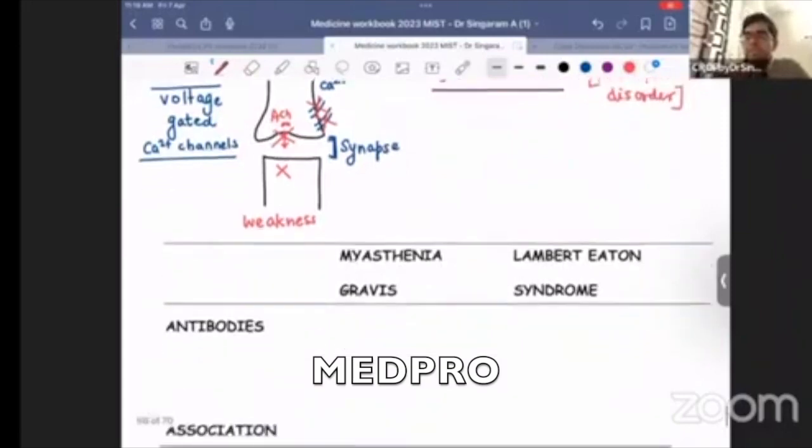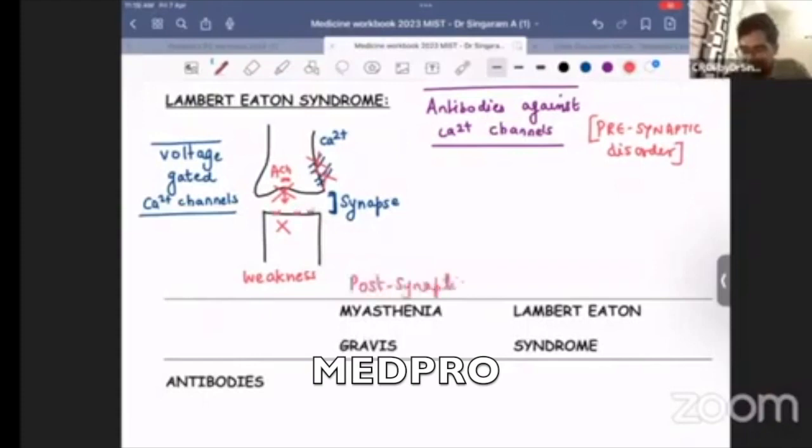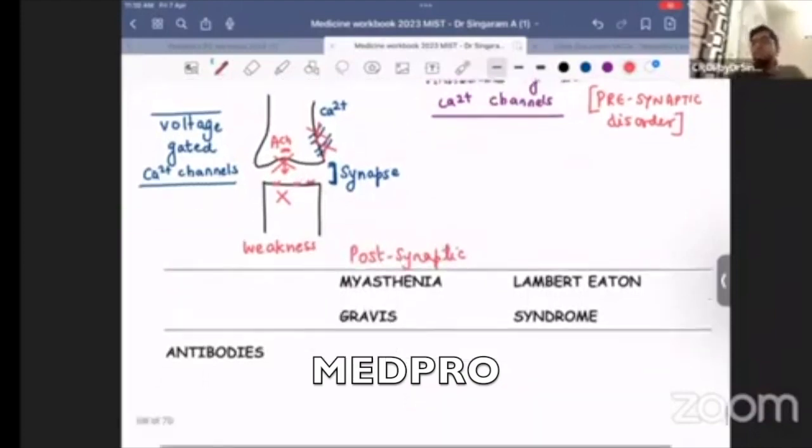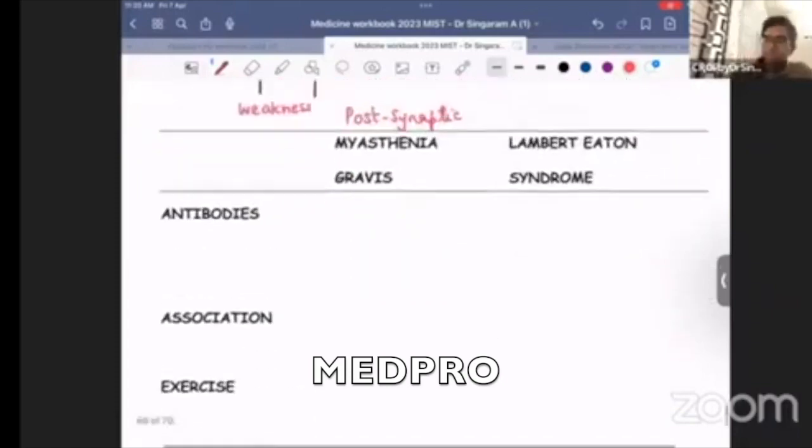Whereas in myasthenia gravis, where is the problem? The problem was after the synapse. In the muscle there were acetylcholine receptors which are blocked by the antibodies. So myasthenia gravis is a postsynaptic disorder, whereas Lambert-Eaton syndrome is a presynaptic disorder. This is something different from each other. There are also other differences which I want you to quickly remember. First, let us fill out all these things. Myasthenia gravis: what is the type of antibodies you get?